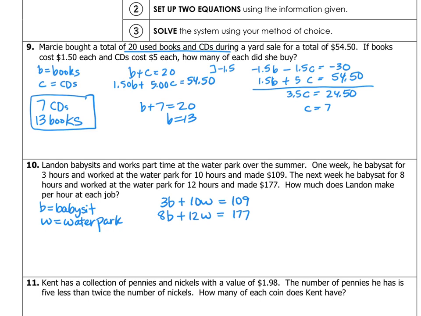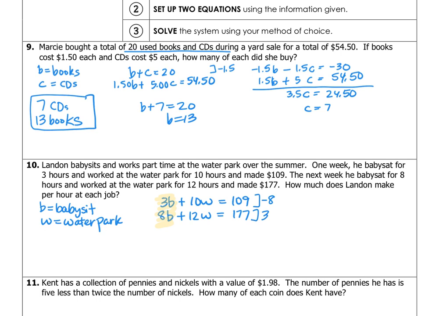I'm going to use elimination since there's not a coefficient of 1 here. So you can choose to cancel the b's or the w's. I'm going to do the b's just because they're smaller numbers. So I'm going to get these to cancel. Okay, so that means I'm going to multiply this top one by -8 and the bottom one by 3. Now it doesn't matter which one you put negative, as long as one of them's negative, you're in good shape.